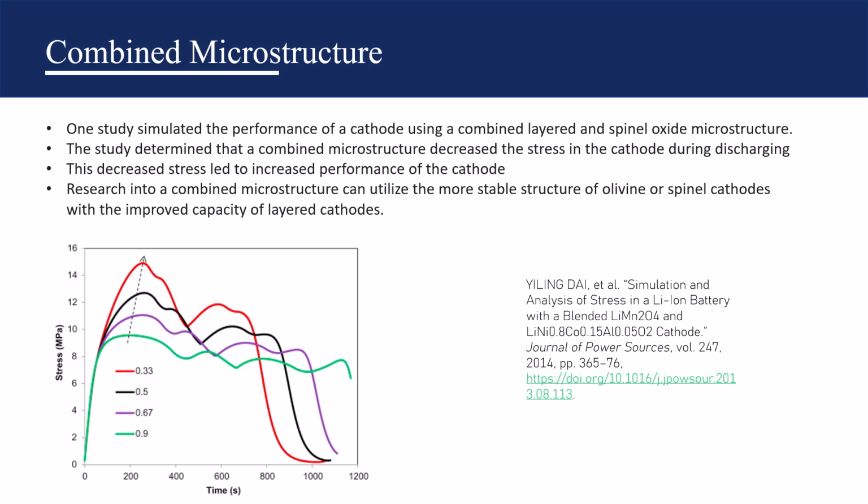The study determined that a combined microstructure decreased the stress in the cathode during discharging. This decreased stress then led to an increased performance of the cathode. So by researching combined microstructures, we can leverage the benefits of each microstructure to create an overall better cathode. For instance, you could use the structural stability of olivine or spinel cathodes to reinforce the layered cathode, which has a higher energy capacity. And below is a graph from the aforementioned study, and it shows the stress generated in the cathode for different blends of these spinel and layered structures.